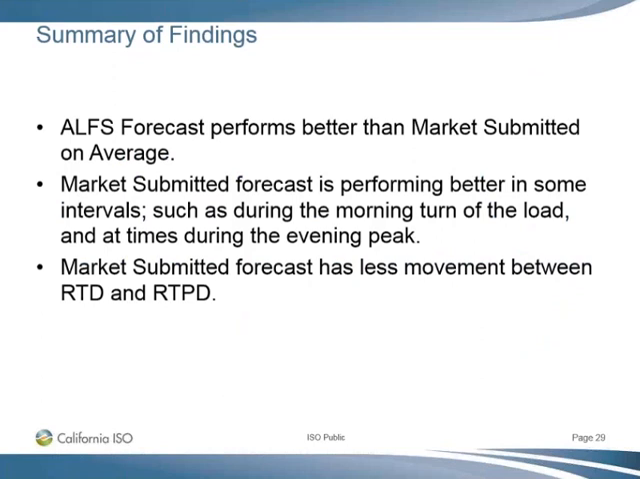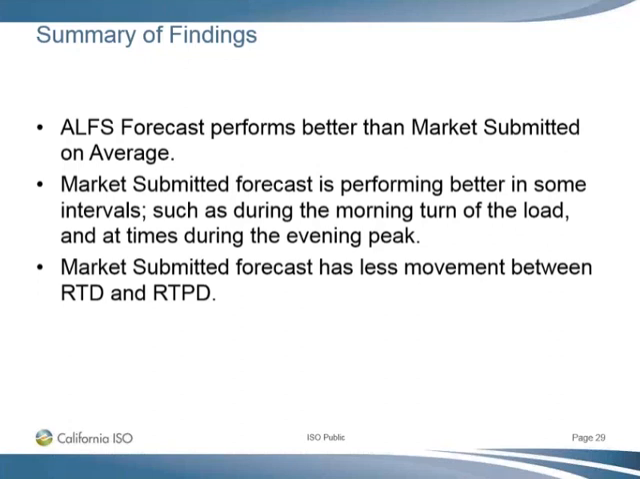So in summary of our findings, we are seeing that the ELF forecast is performing better than the market submitted forecast on average. The market submitted forecast is performing better in some intervals when you look at it in an averaged sense, such as during the morning turn of the load and at times during the evening peak. The market submitted forecast, and this is something that we didn't have a distinct graph on, but it's something that we've seen in the data that I wanted to make a point on.